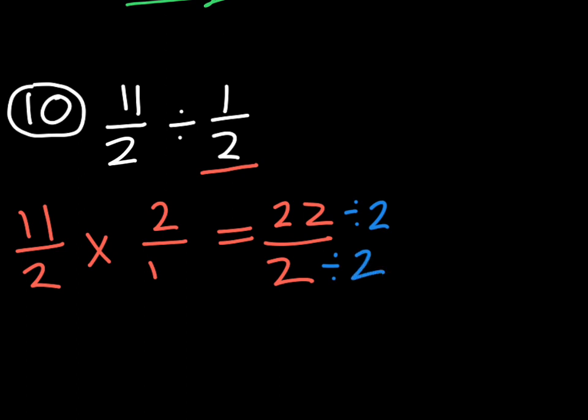So if we divide 22 by 2, that gives us 11. And if we divide 2 by 2, that gives us 1. 11 over 1 is 11. So our final answer for question number 10 is 11.